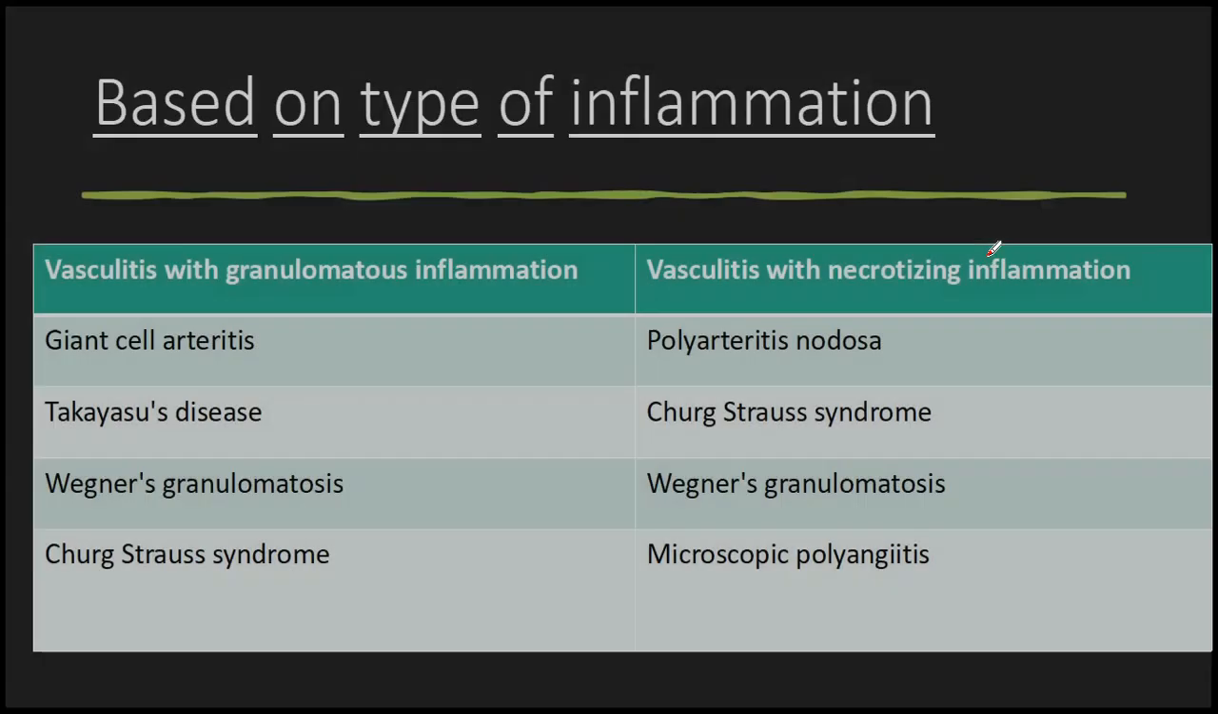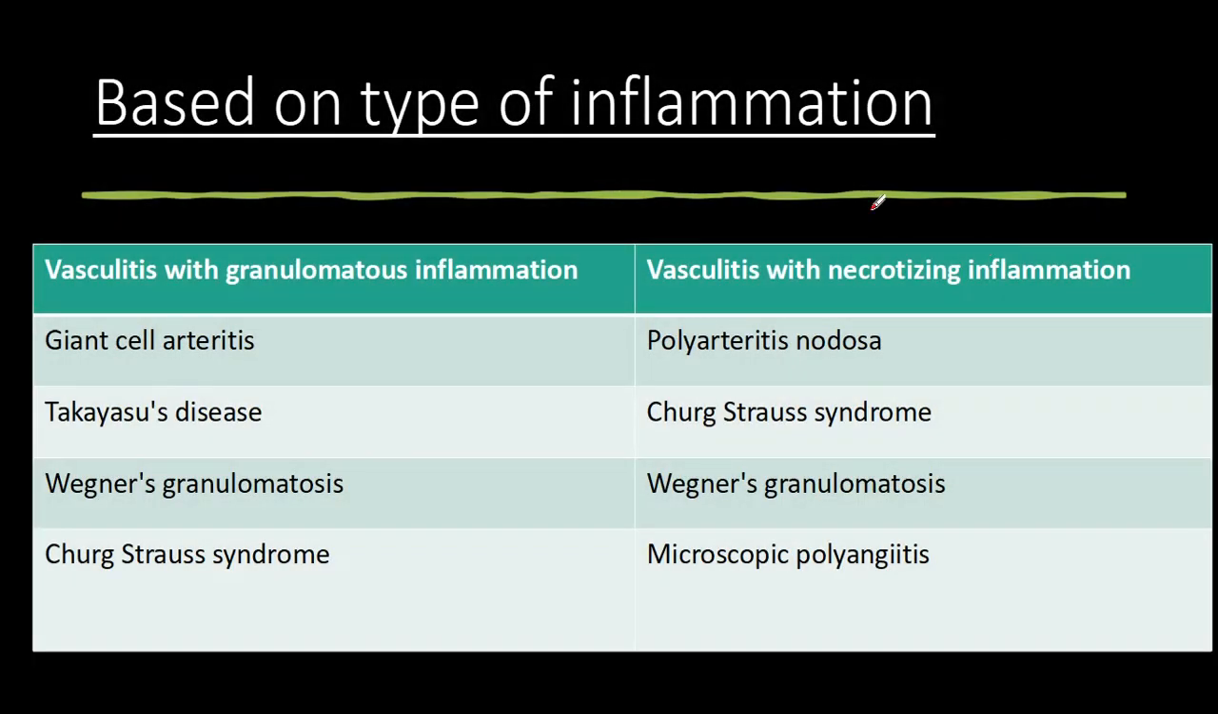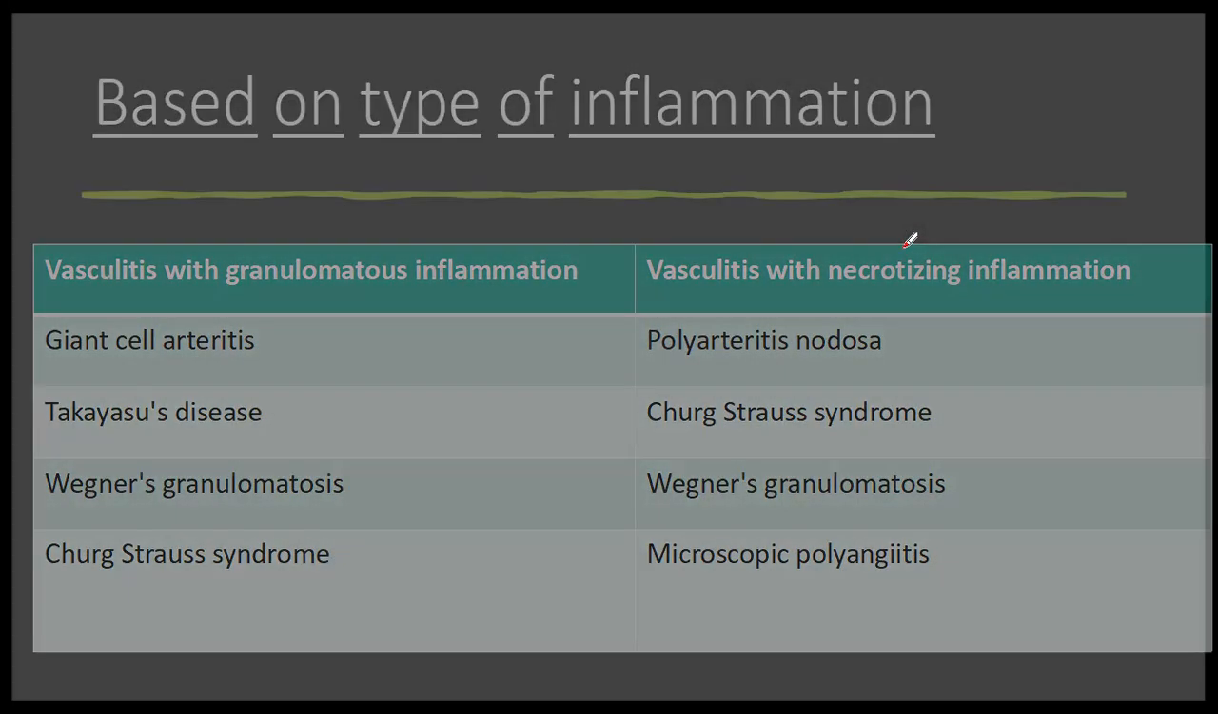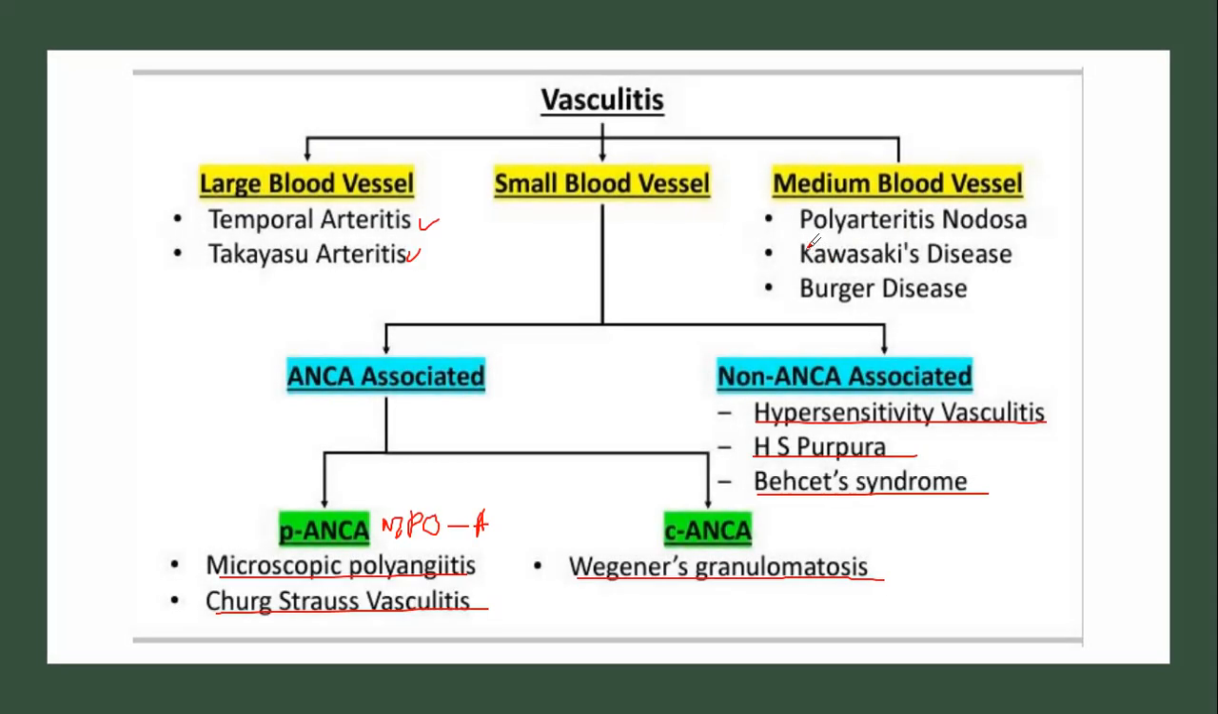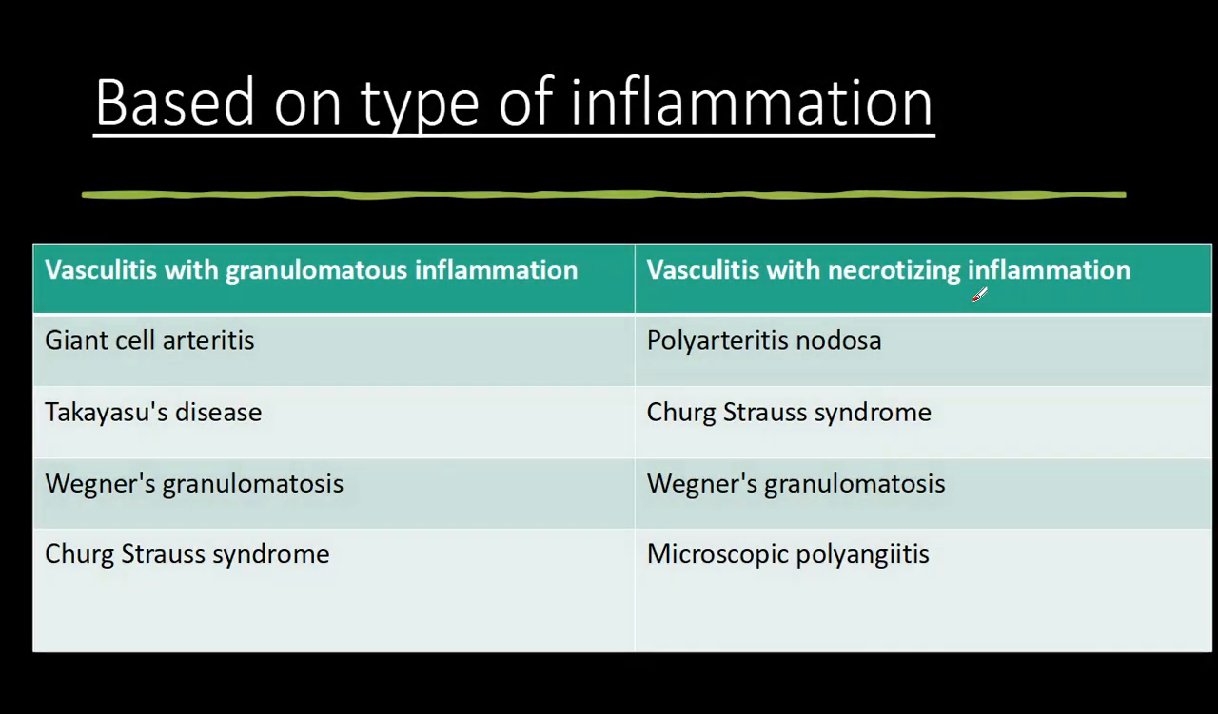And now this medium vessel, let's go back. Under the medium vessel, we have polyarteritis nodosa, okay? In a third of cases it is immune complex mediated. Then you have Kawasaki's disease. Then you have Buerger's disease, which is also known as thromboangiitis obliterans, or obliterative thromboangiitis.